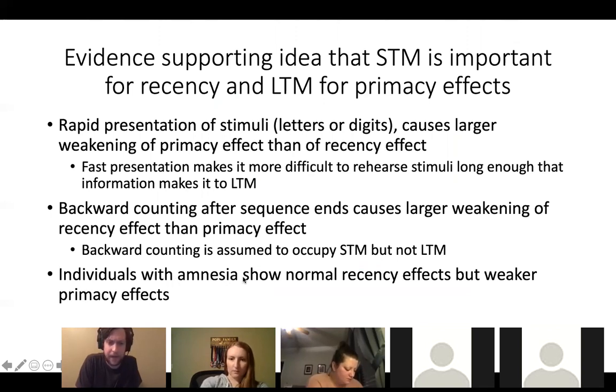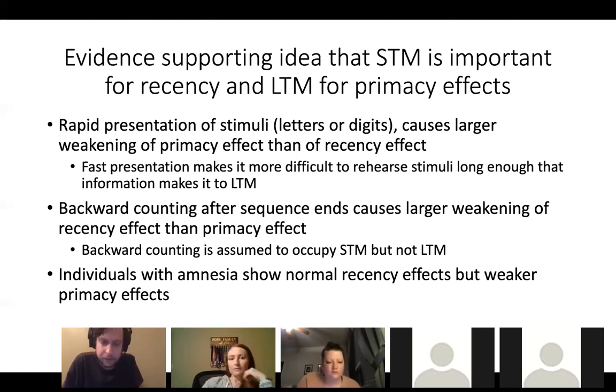So the last part. This is more evidence that primacy effects rely on long-term memory. So this is evidence from people with amnesia. And this is a specific type of amnesia where people have problems with long-term memory.